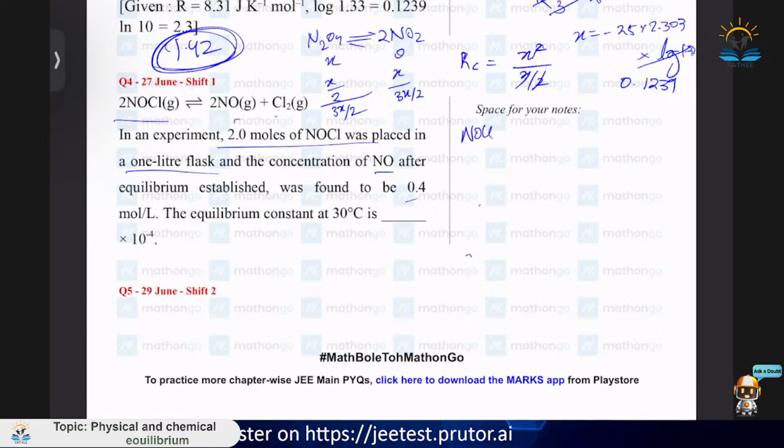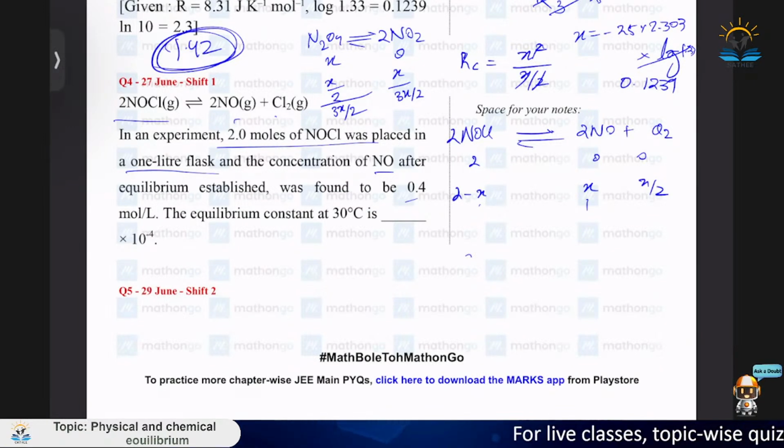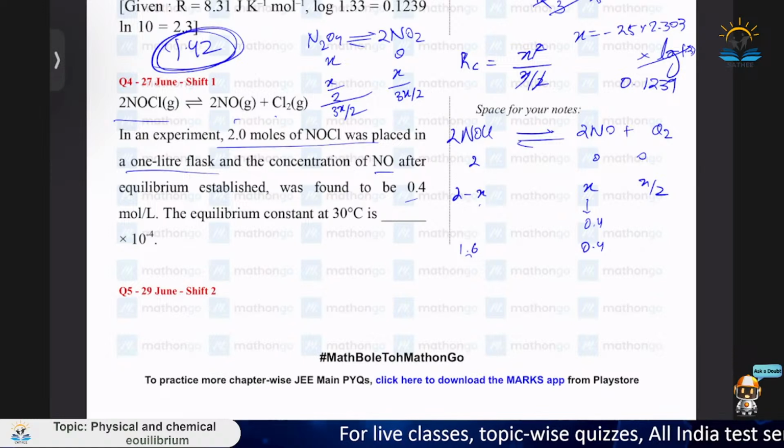So NOCl gives 2NO and chlorine. So 2 initially there. And at equilibrium, suppose this is the state. And we know that X is equal to 0.4. So this will be 1.6, 0.4 and 0.2.